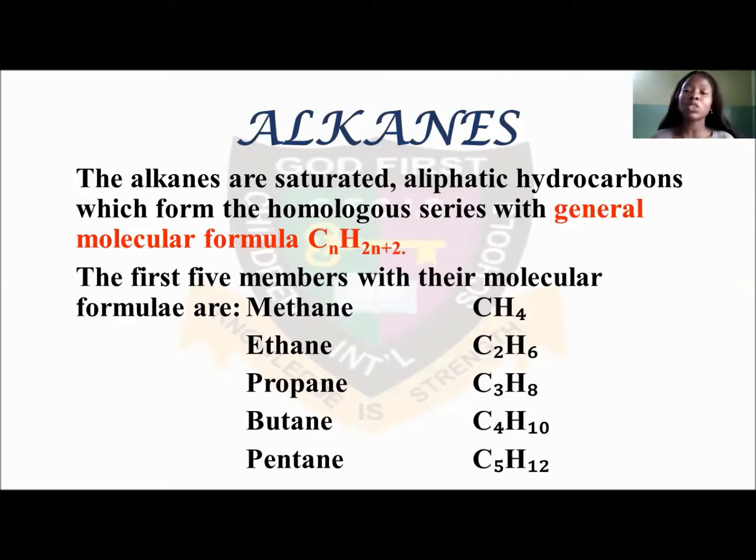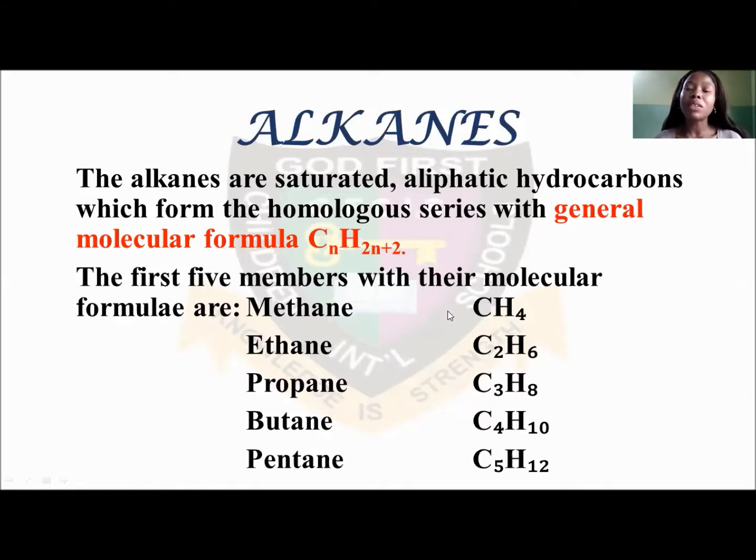Remember in our last class we talked about homologous series. I said that all homologous series follow a general molecular formula. In this case the general molecular formula of the alkanes is CnH2n+2. Now the first 5 members and their molecular formulas are as follows. Methane, with carbon 1: 1 times 2 is 2, plus 2 is 4, that's why the molecular formula is CH4. Then ethane, carbon 2: 2 times 2 is 4, plus 2 is 6, that's why the molecular formula is C2H6.